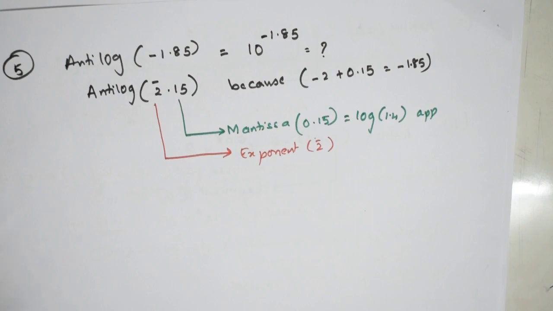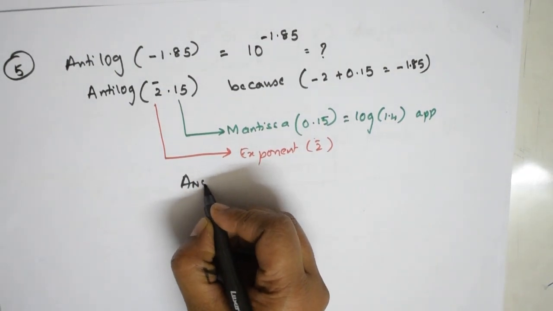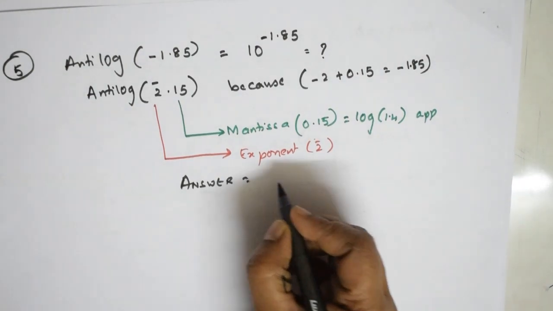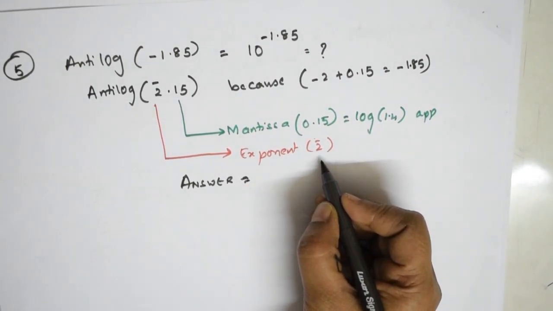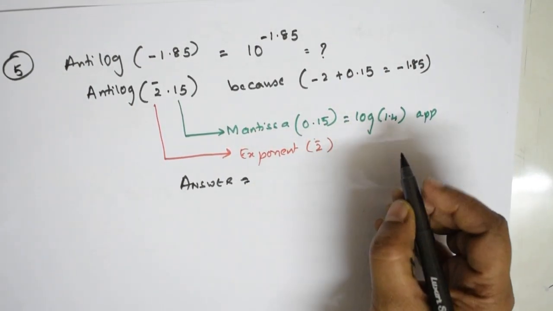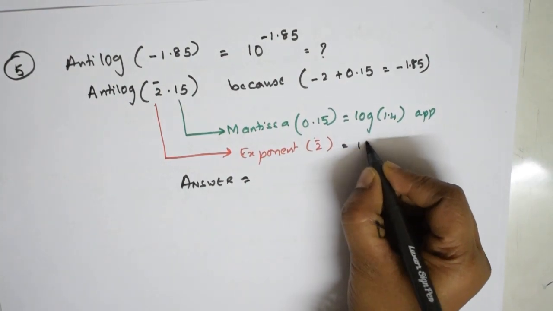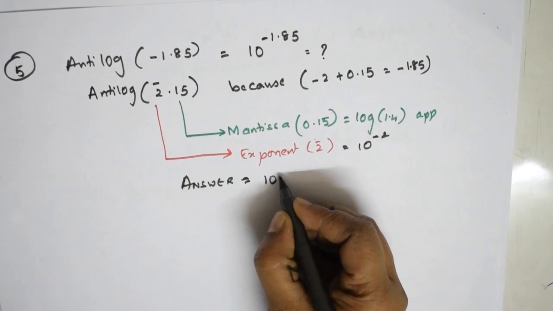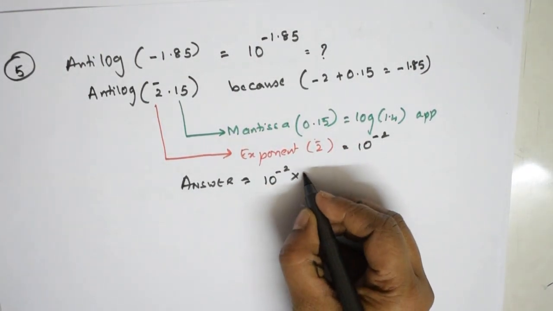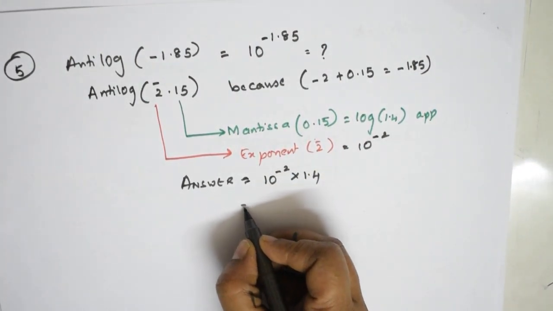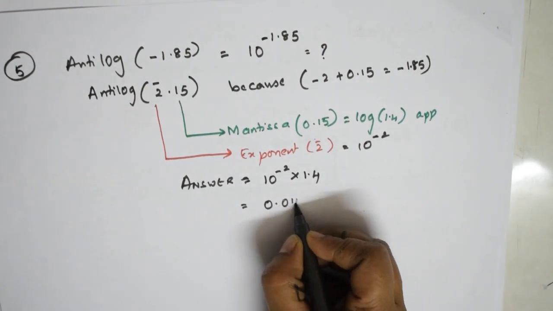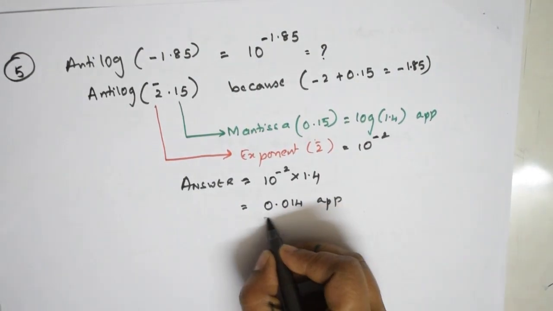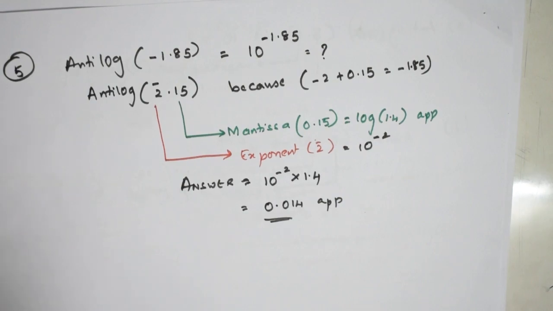Let us write the answer now. When I have to write the answer, now let's see how to write. First I need to take the exponent. Now this exponent value is nothing but 10 raised to the power of minus 2, isn't it? Yes. Now write together: exponent into value is 1.4, which is nothing but 0.014 approximately. So simple, isn't it, students? I have not used any log table. I just gave you the answer.